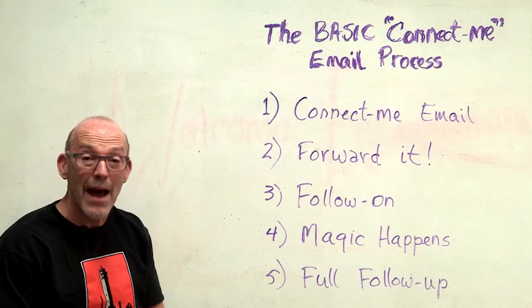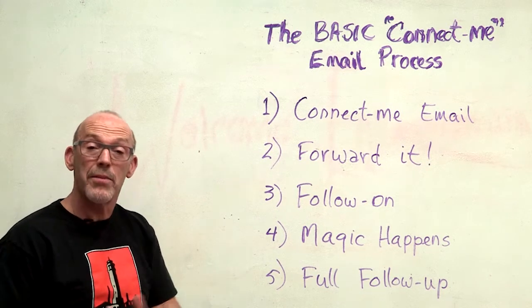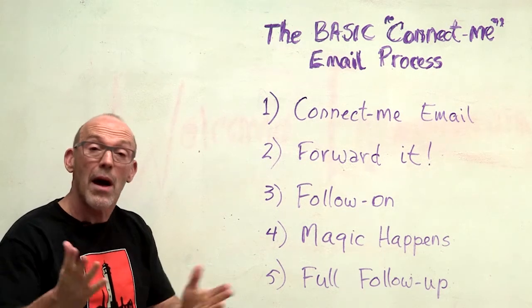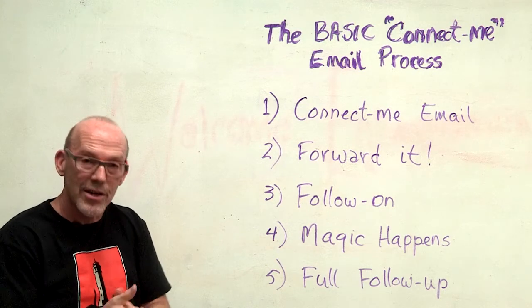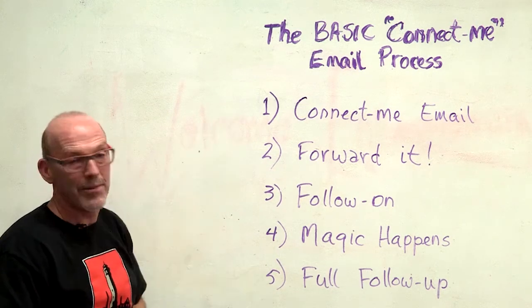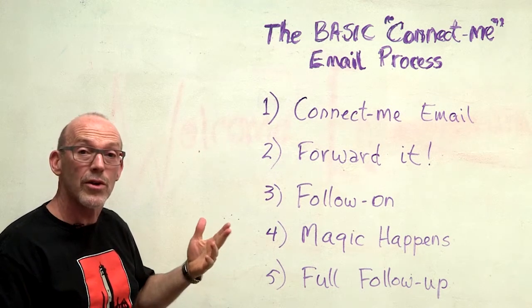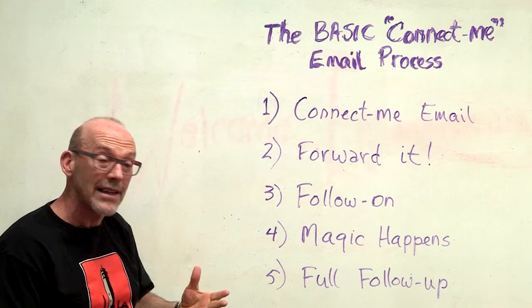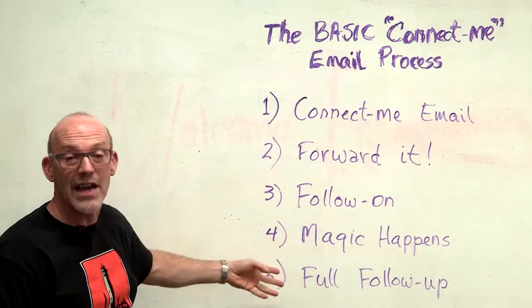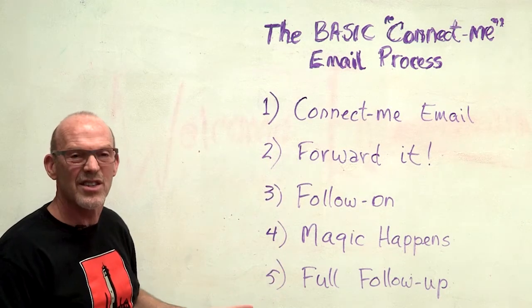Okay, so now it's happened. You've had a meeting with me or anybody who's a connector, and they said, oh, I'll be happy to connect you to so-and-so. Here's what you need to do, your basic connect me email process. It's 5 steps. I'm going to go into each of them really lightly. There's lots of different variations on each of those, and we're not going to get into this. This is just the basics.